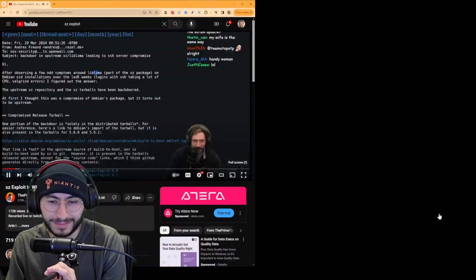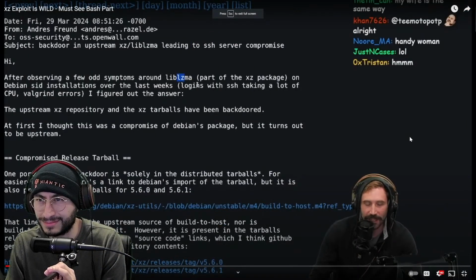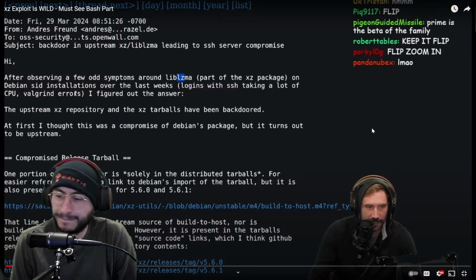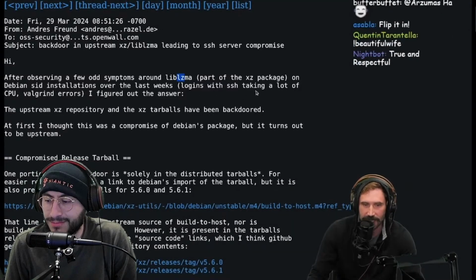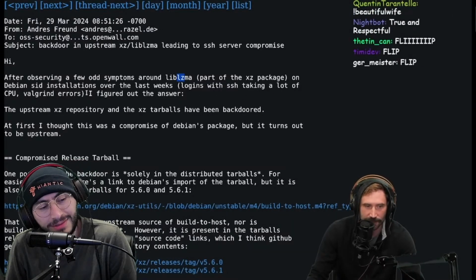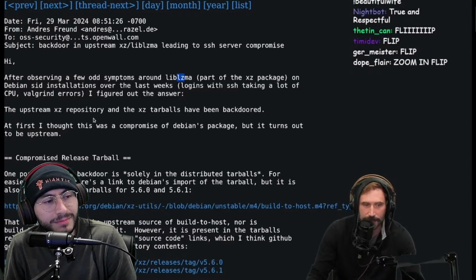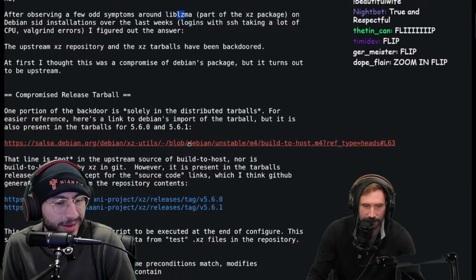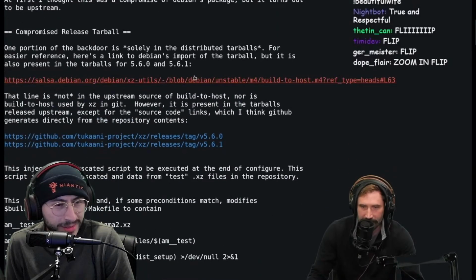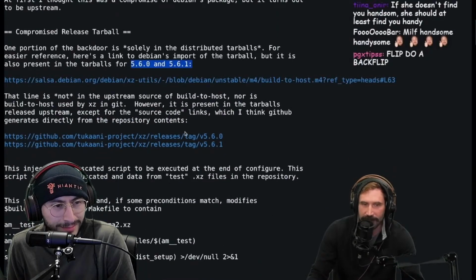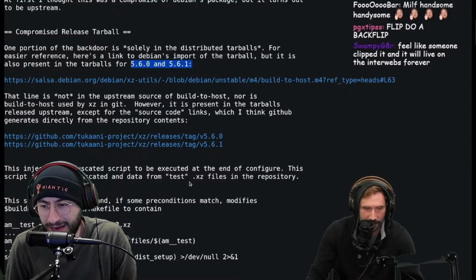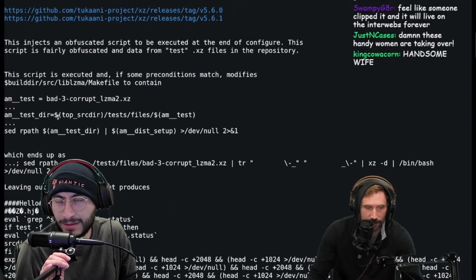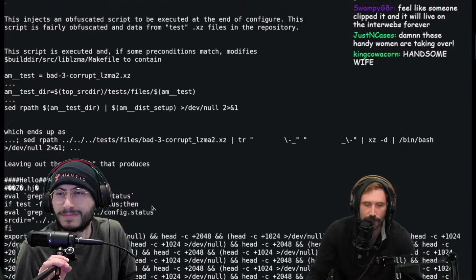All right, after observing a few odd symptoms around libLZMA, part of the XZ package on Debian SID installations over the last weeks, logins with SSH taking a lot of CPU and Valgrind errors, I figured out the answer. The upstream XZ repository and the XZ tarballs have been backdoored. And so then he goes through how he investigated it, what versions, 5.6.0 and 5.6.1. Here are the tarballs and all that. And where it comes down to is super, super interesting, and I think you highlighted this in a video.